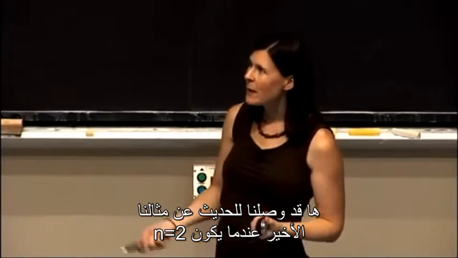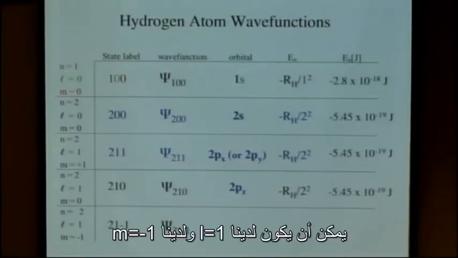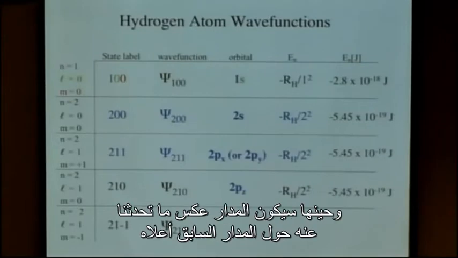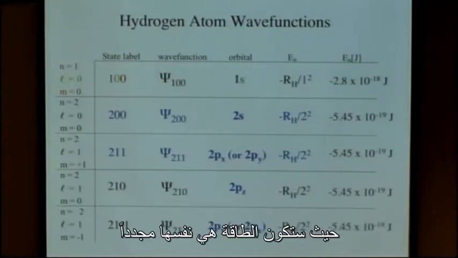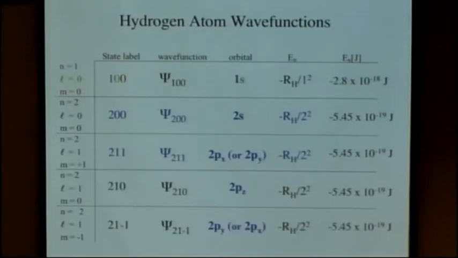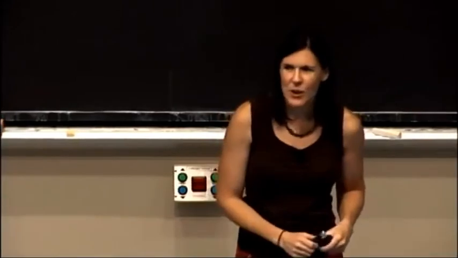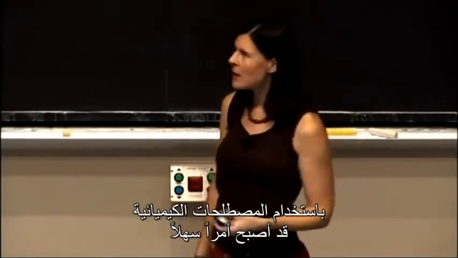So finally, if we talk about our last example of when n is equal to 2, we can have 2, 1 for l, and then minus 1 for m. We can rewrite this as psi 2, 1, negative 1. And then our orbital is going to be just the opposite of whatever we said it was up here. So if you said 2px the first time, say 2py this time. And again, our energy is going to be the same, where we, again, only depend on the n value. All right, so hopefully we're pretty comfortable naming any type of wave function using the chemist's terminology.